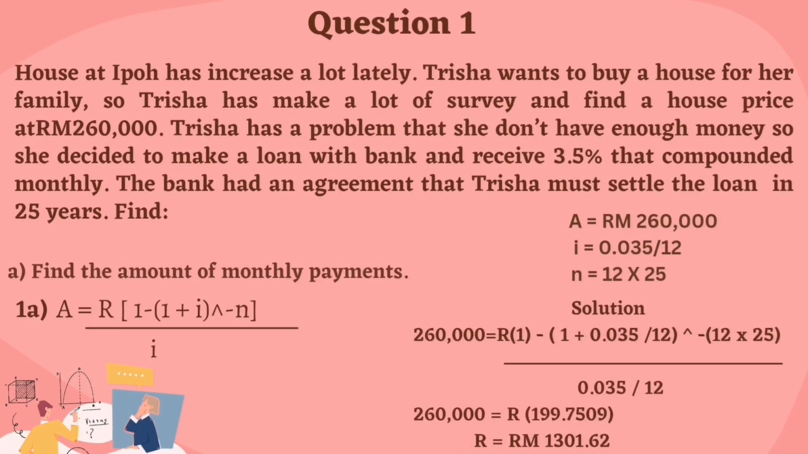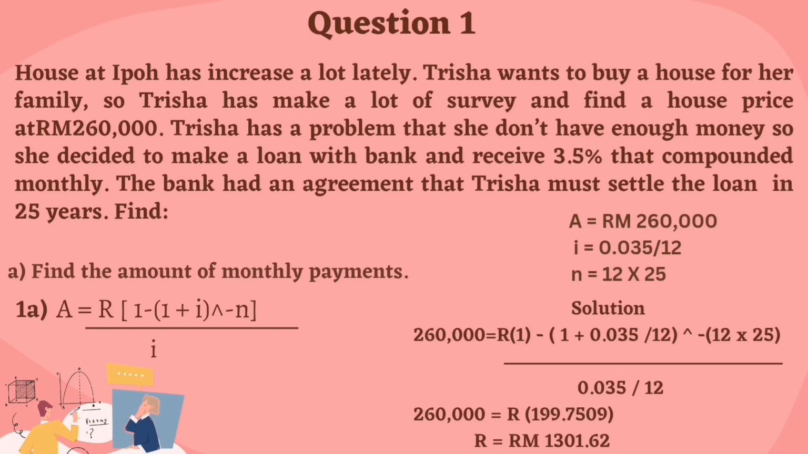A. Find the amount of monthly payment. For this question, we use the present value formula: A equals R[1 − (1 + i)^−n]/i. For A, we use 216,000. For i, we use 0.035 divided by 12. For n, we use 12 multiplied by 25.